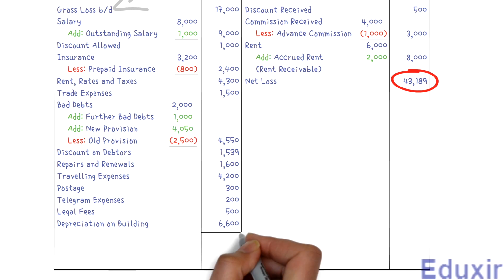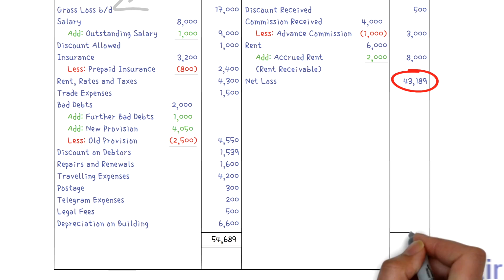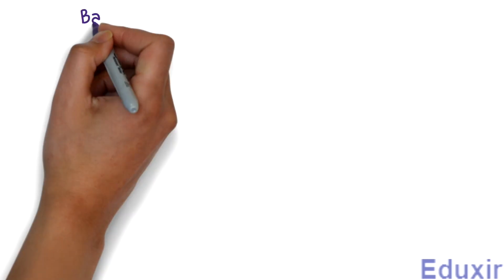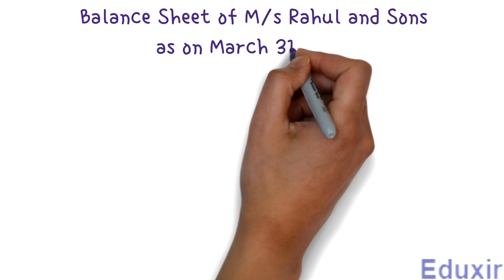Now, the total on the debit side of the profit and loss account is 54,689 rupees. Similarly, the total on the credit side of the profit and loss account is 54,689 rupees. So, the profit and loss account is balanced. After balancing the profit and loss account, let us now proceed with the preparation of the balance sheet. Let's first write the title of the balance sheet as Balance Sheet of Messrs. Rahul and Sons as on March 31st, 2000 XA.